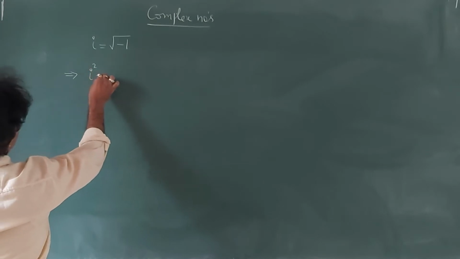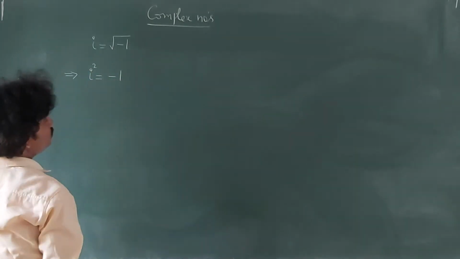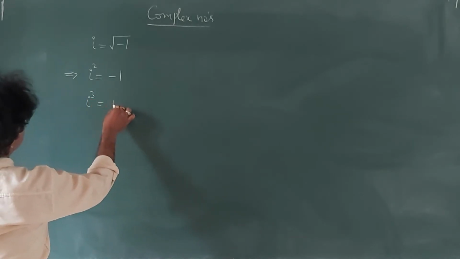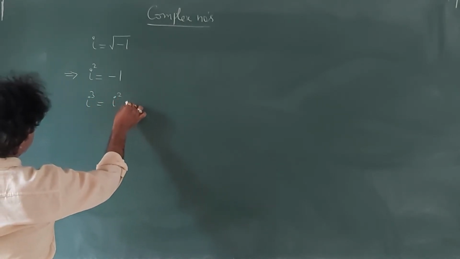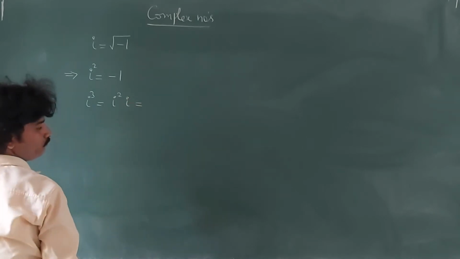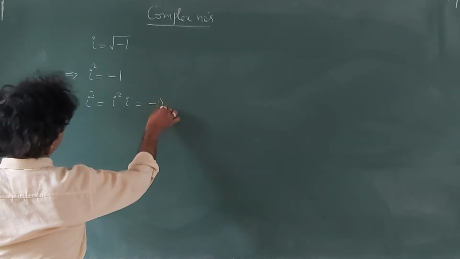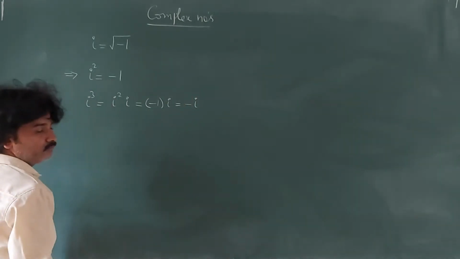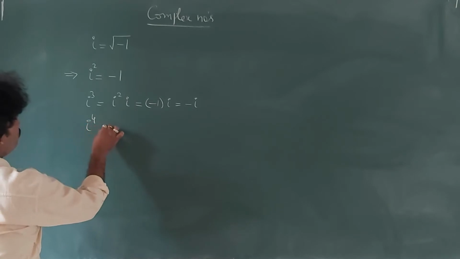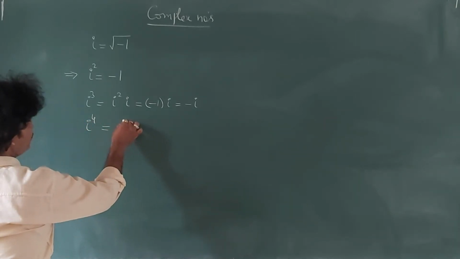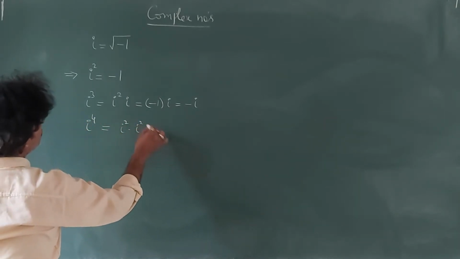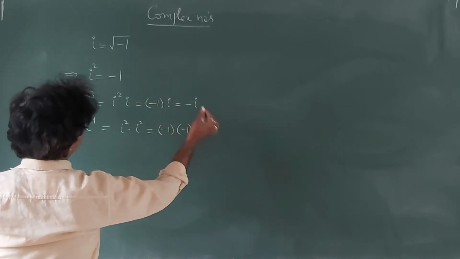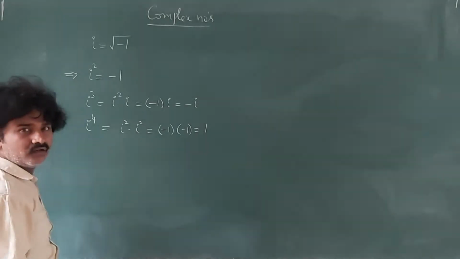From this, what about the i square value? i square is equal to minus 1. Next, what about the i cube value? i cube can be treated as i square into i. The i square value is minus 1 into i, nothing but minus i. Next, i power 4 if you take, we can write it as i square into i square. Already the i square value is minus 1, again minus 1, which becomes plus 1.